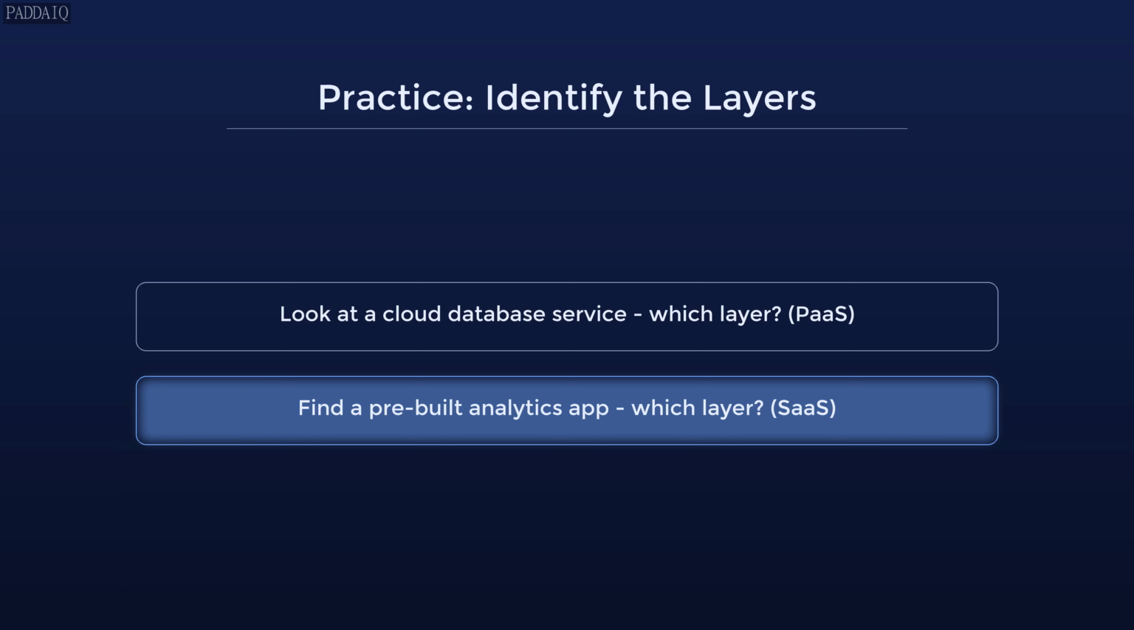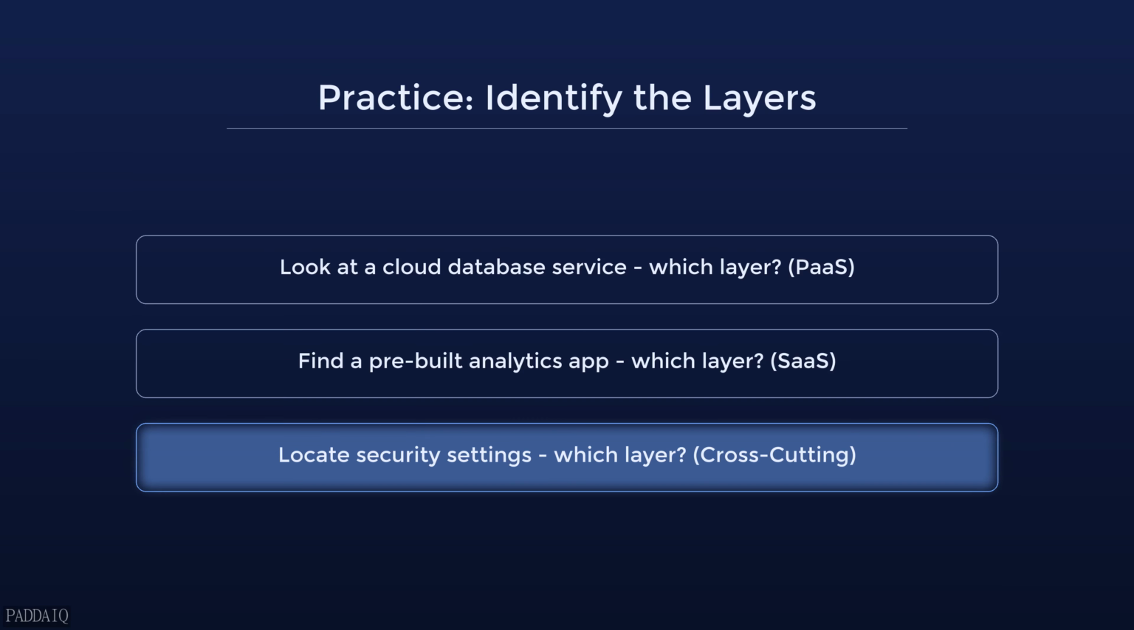Find a pre-built analytics app. Which layer? SaaS. This means locating a ready-to-use application that provides analytics, which belongs to the software as a service layer. For example, using SAP Analytics Cloud for instant business reporting without any installation. This approach saves time and resources by utilizing pre-existing solutions.